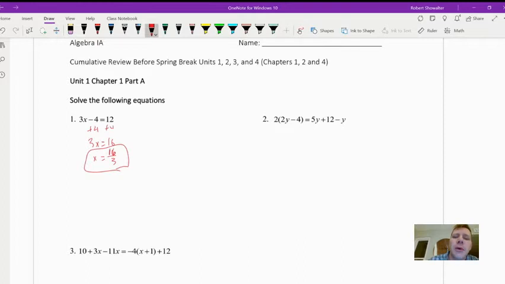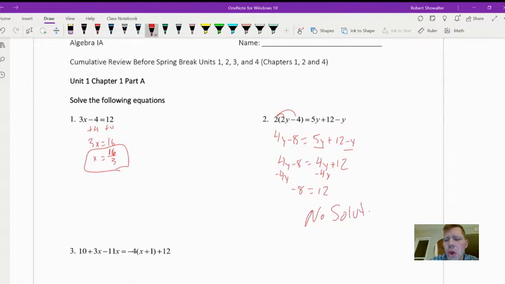Next one, number 2. Distribute. So 2 times 2 is 4. 2 times 4 is negative 8. We get 5y plus 12 minus y. We're going to combine like terms on the right, so we're going to rewrite all of this on the left. 5y minus y is going to be 4y. So we get 4y plus 12 on the left. And then we are going to move the variables to the left. Negative 8 plus 12. What is that? There are no more variables. We're going to call that no solution.